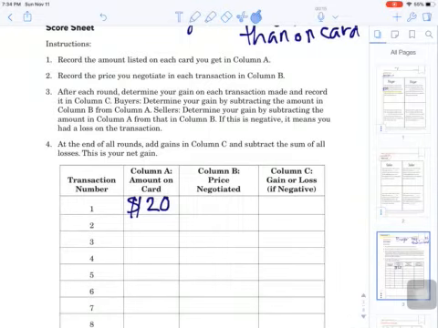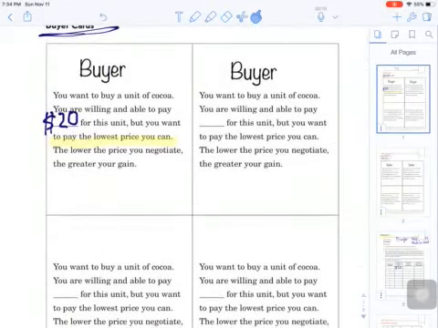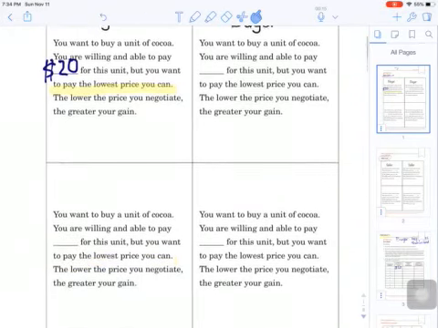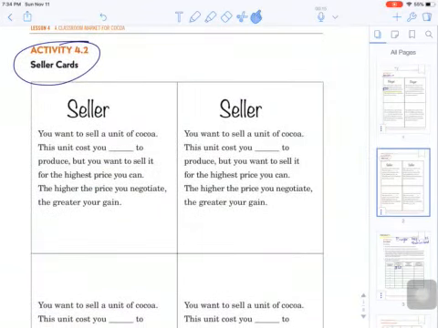Then they'll go and talk to somebody who's got a different colored piece of paper than them. Buyers are one color, and sellers are the other color. If you read here, it says sellers, this unit cost you, and let's use $20 again, to produce. But you want to sell it for the highest price you can. The higher the price you negotiate, the greater your gain. Sellers, if I'm trying to sell a product, my goal isn't to break even and have my revenues just cover my costs. I want to have profit. I want to have extra. So my goal is to sell it for $24, $30, $40, $100, whatever it may be.